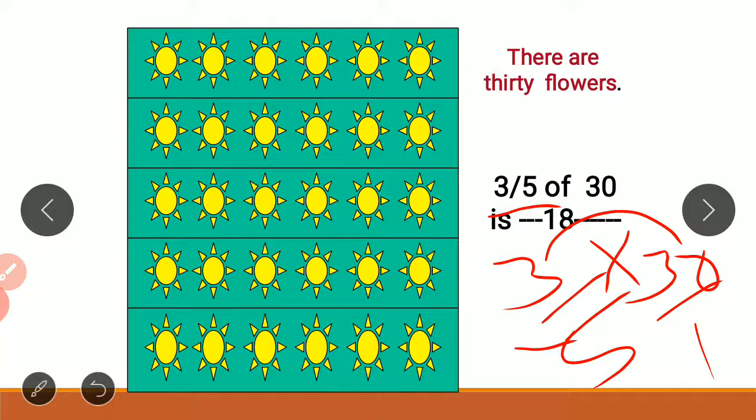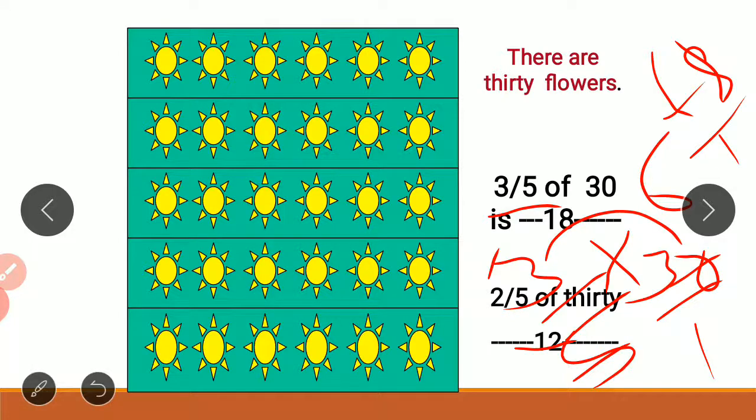So upper part multiply by upper part and divide by lower part. Here is 5 and here is 30. So we can divide 30 by 5. 5 sixes are 30. That means we divided 30 by 5. Then in the upper part 6 and 3 are there, so we multiply 3 by 6. 6 threes are 18, and 18 divided by 1 is 18, that is our answer. So 3 by 5 of 30 is 18.